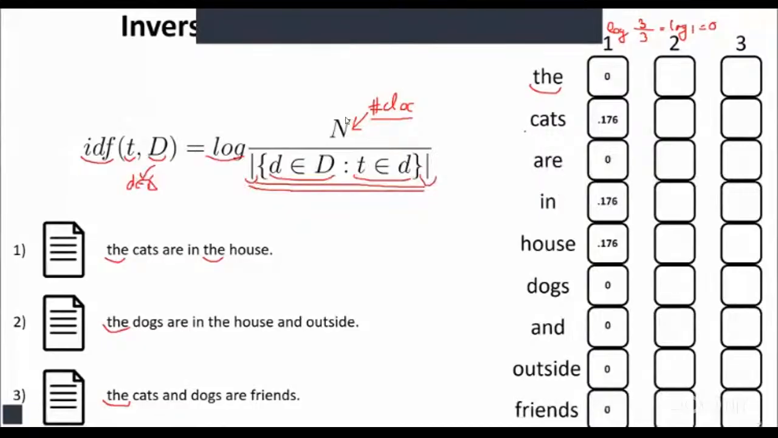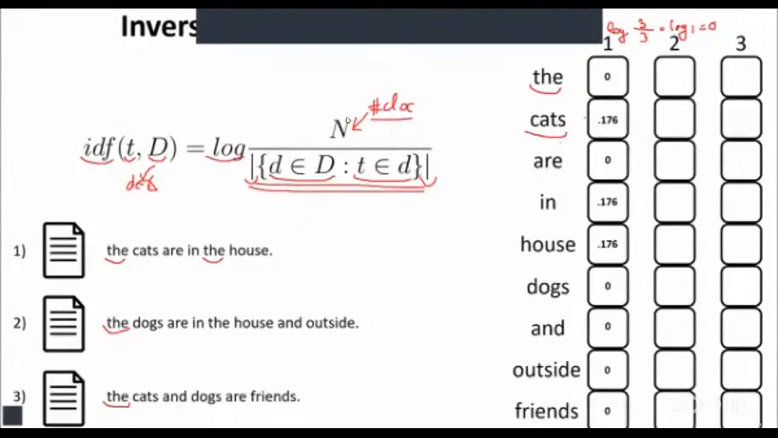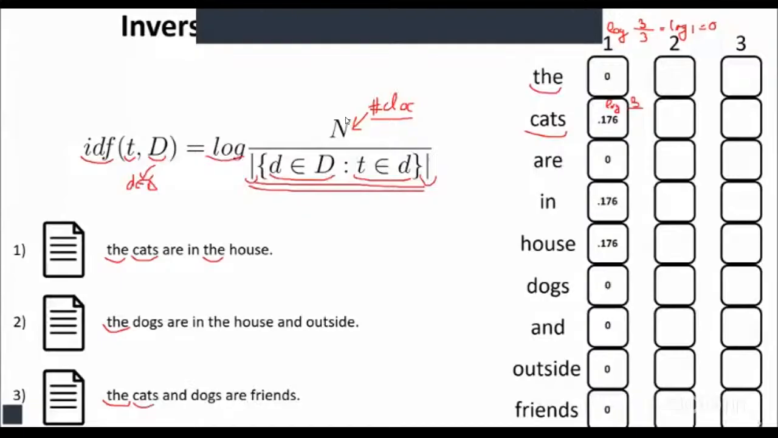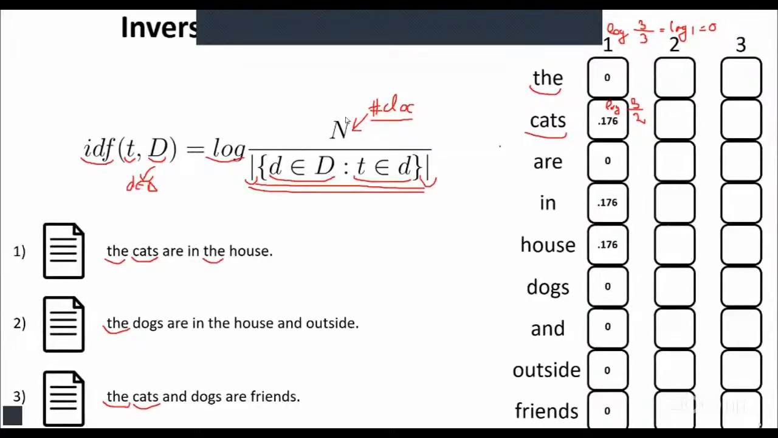And also, let's try to compute it for the word "cats". So we have here logarithm of 3 over, and the word "cats" appears once here and once in the last document. So we have logarithm of 3 over 2, which is approximately equal to 0.176. And we can apply the IDF formula to compute the IDF value for the rest of the words found inside the first document, and also the vectors for the second document and also for the third document.